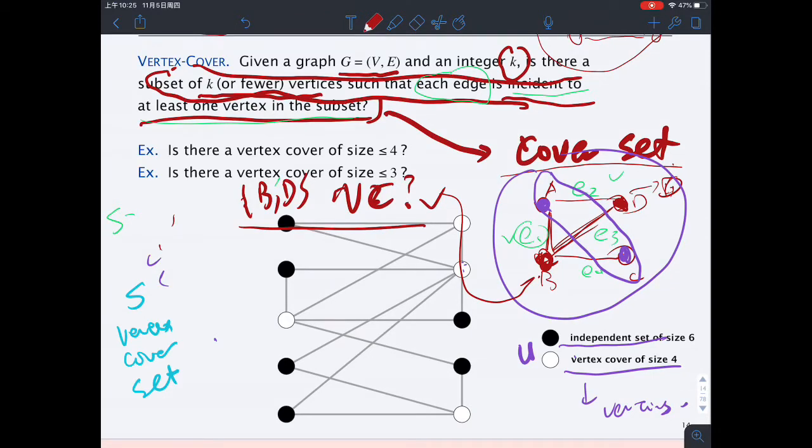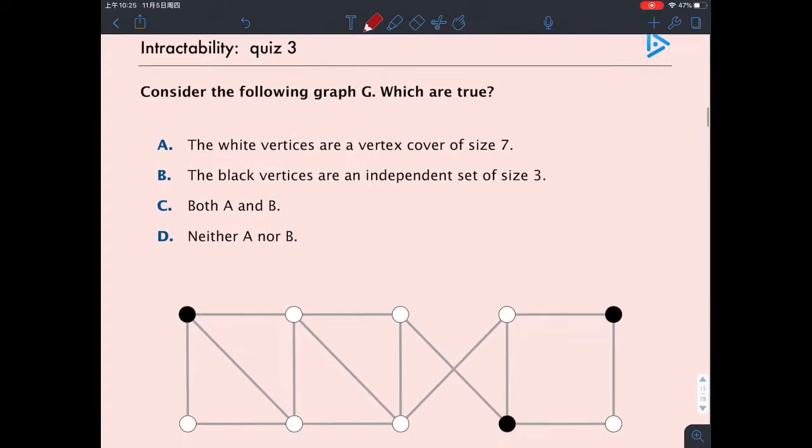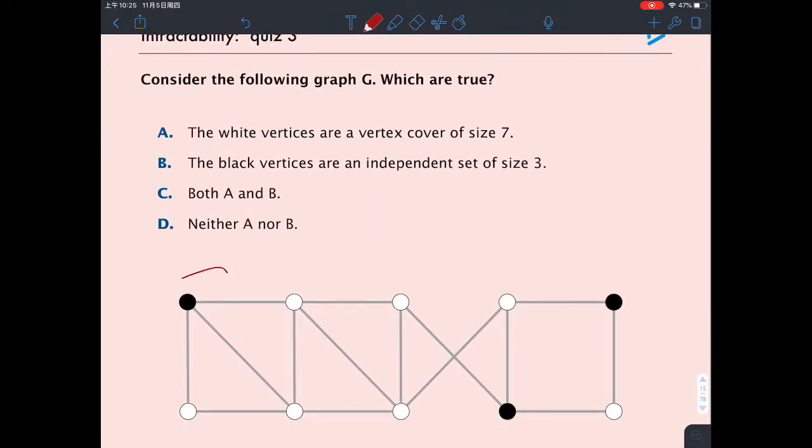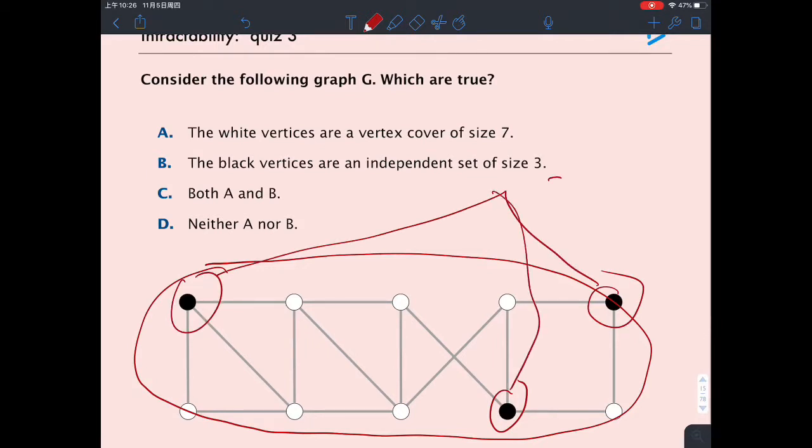Now our next question is to mathematically establish the relationship between the independent set and vertex cover, and then with this relationship we can go through a concrete example of the reductions. So the quiz here again highlights this idea. We are given another arbitrary graph. We already know that the set of black nodes forms an independent set.